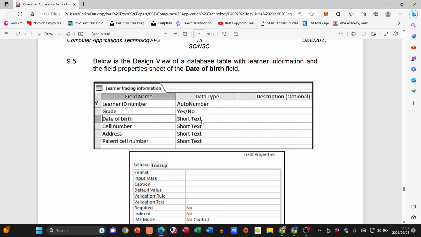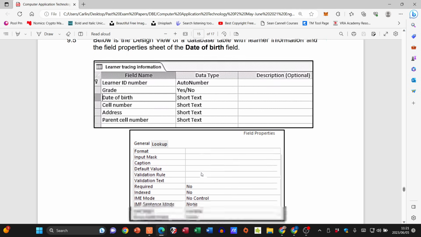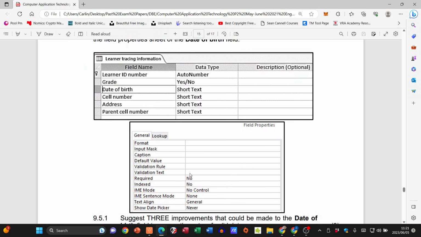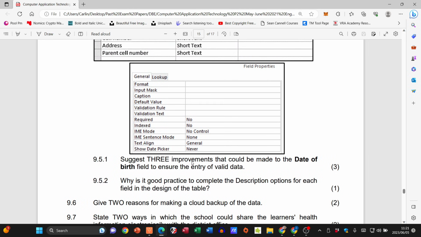Well, once the data type is changed, then our format can be changed to short date or long date, depending on what we want. And we can even put in an input mask. So any of those, the date picker, the data type needs to be changed, and the format needs to be changed as well.